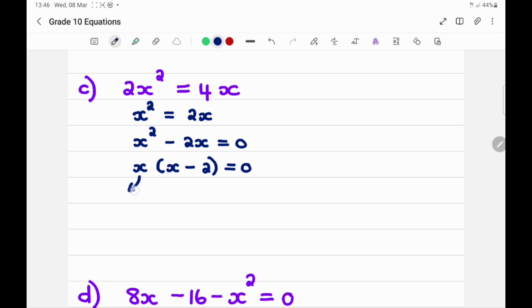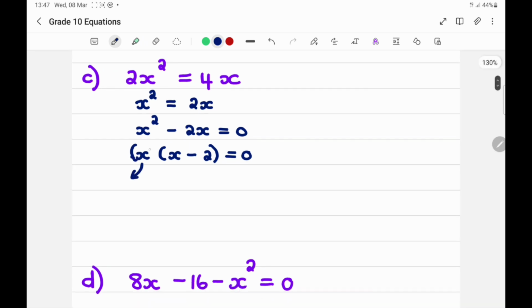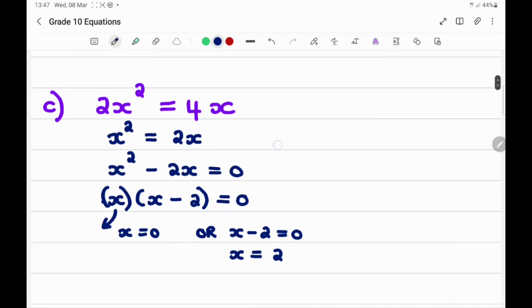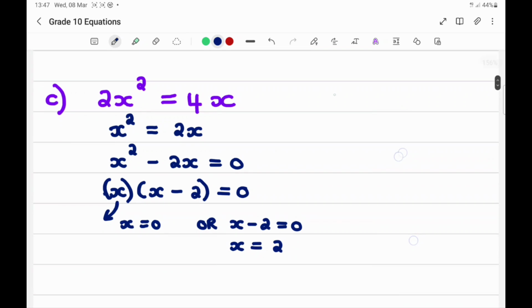So either, although it's not in a bracket, you can place it in a bracket. So either x is 0 or x minus 2 is equal to 0. Thus, x is either 2 or 0. Okay, if you didn't take out the 2 in the beginning, it doesn't matter.